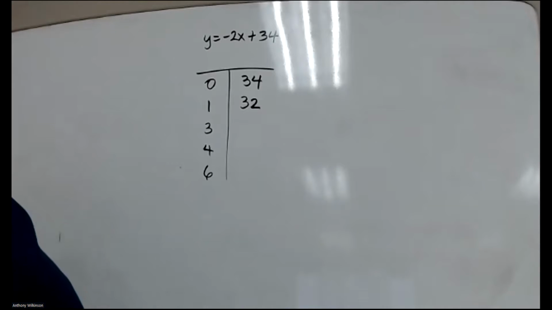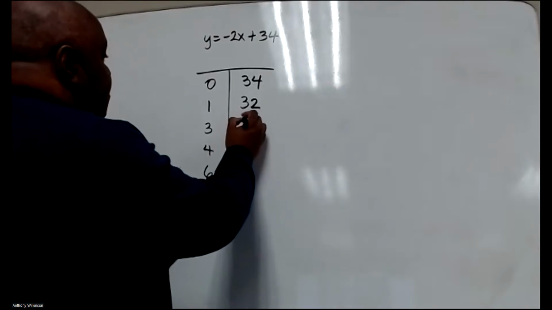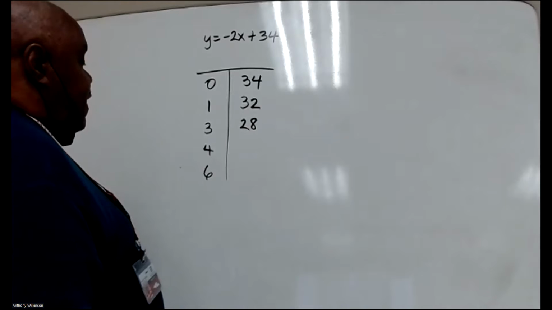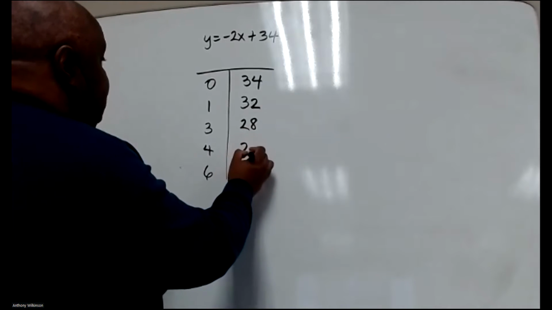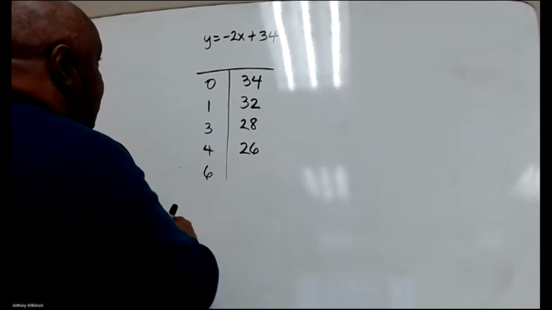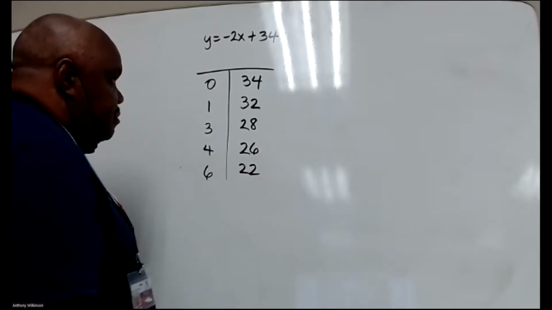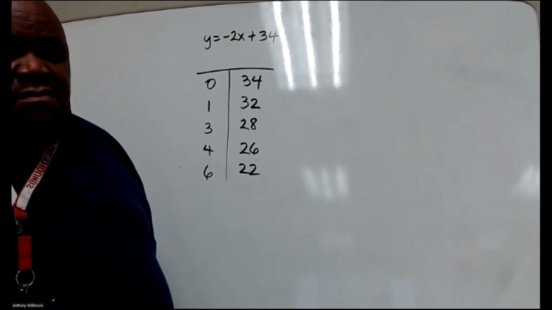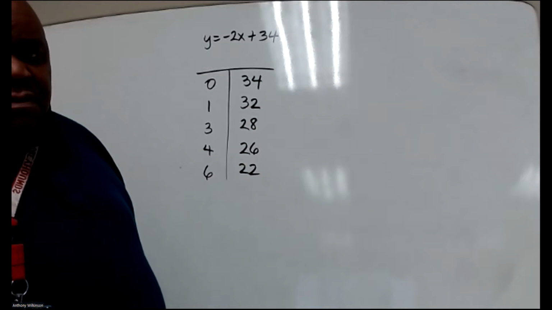What about 3? 28. And if I input 4, what would that be? 26. And finally, for the input of 6, what would that output be? 22. Okay. Questions on part A of example 2.